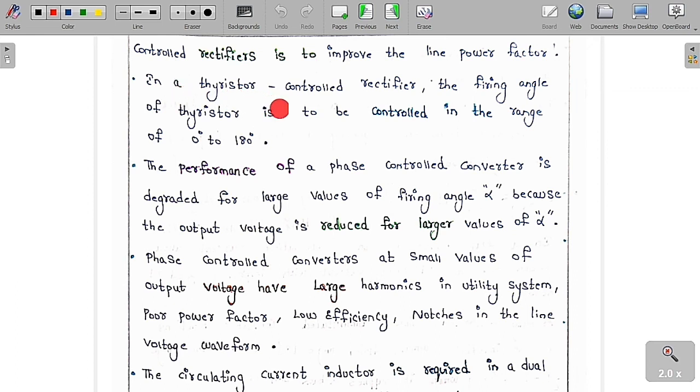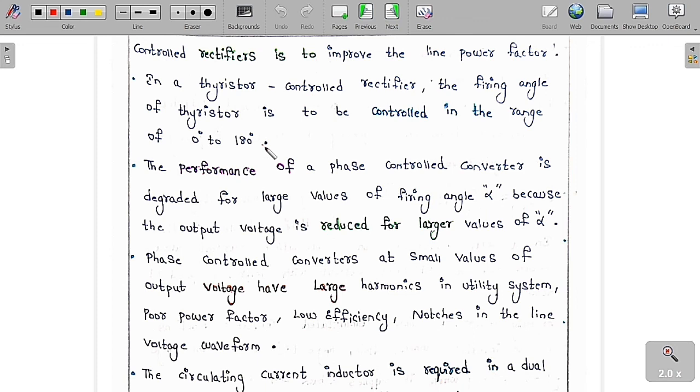In a thyristor controlled rectifier, the firing angle of the thyristor is to be controlled in the range of 0 degree to 180 degree. I have already told you that in the rectifier, the firing angle ranges from 0 degree to 180 degree.